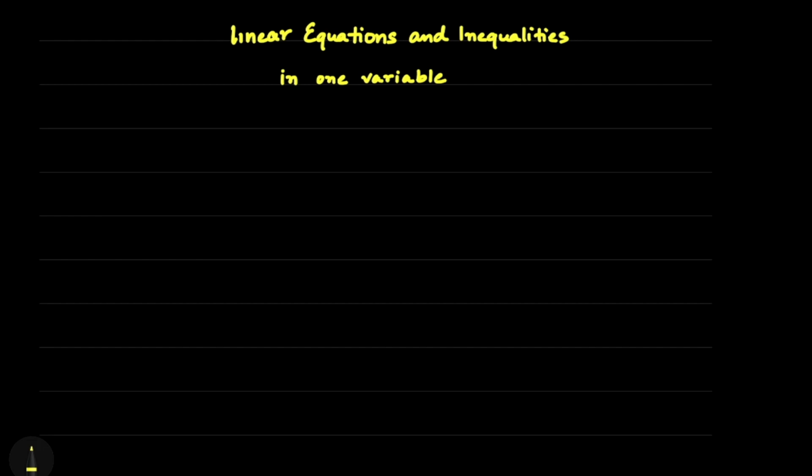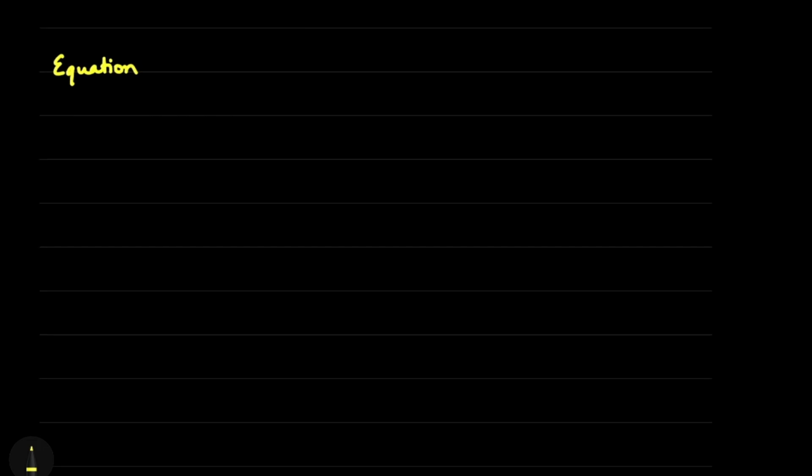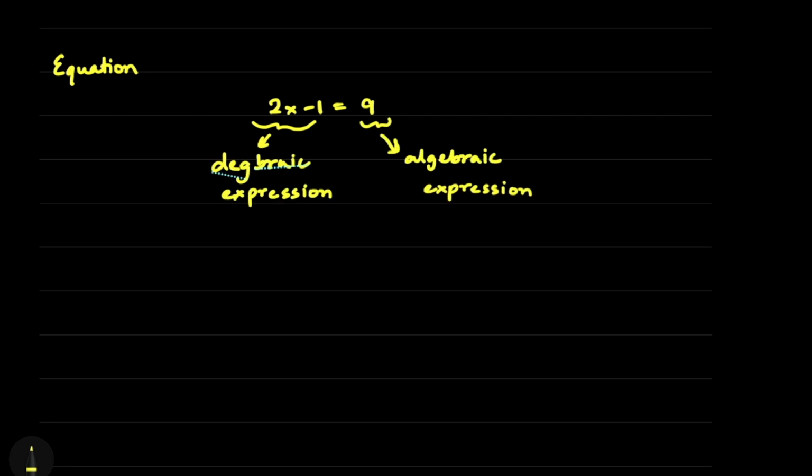Let's get started. So let's first understand the concept of an equation. An algebraic equation is a statement that has two expressions which are equal. Let's take an example: 2x minus 1 equal to 9. Here we have two parts. The first part, 2x minus 1, is the first expression and 9 is the second expression. When these two are equated to each other, they become an equation. Let me write this as an algebraic expression. And when we equate the two, we get an equation.